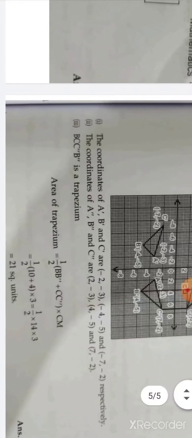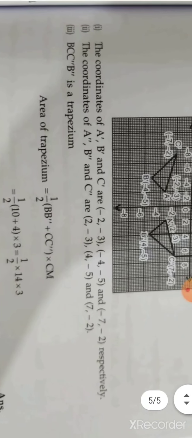Then the second answer, the coordinates of A'', B'' and C'' are (2, -3), (4, -5), (7, -2), which is reflection in the x-axis. So we have the figure here, BCC''B'' is a trapezium. In the figure you can see it is forming a trapezium, and we have to find the area of the trapezium.